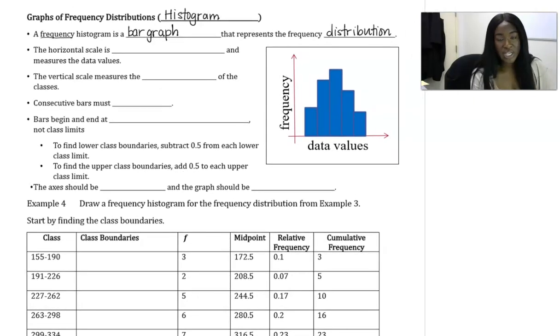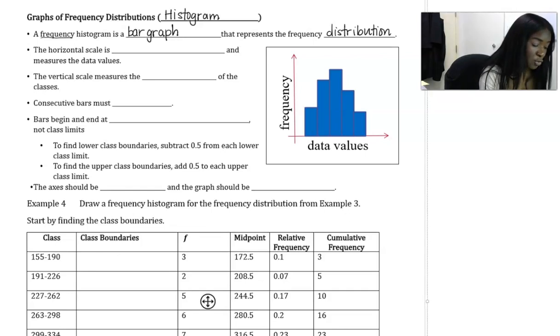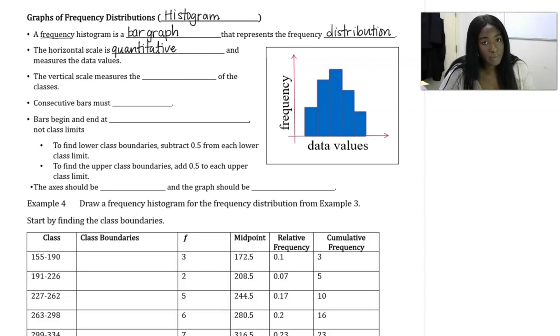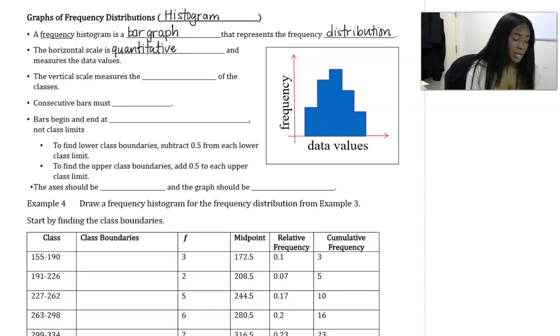The horizontal scale for a histogram is always quantitative. If you remember back from a previous lesson, quantitative means that we're talking about number data and we're not talking about qualities. We're not talking about names. We're talking about something that is numbers. More specifically, not only is it quantitative, but it's usually also continuous data too.